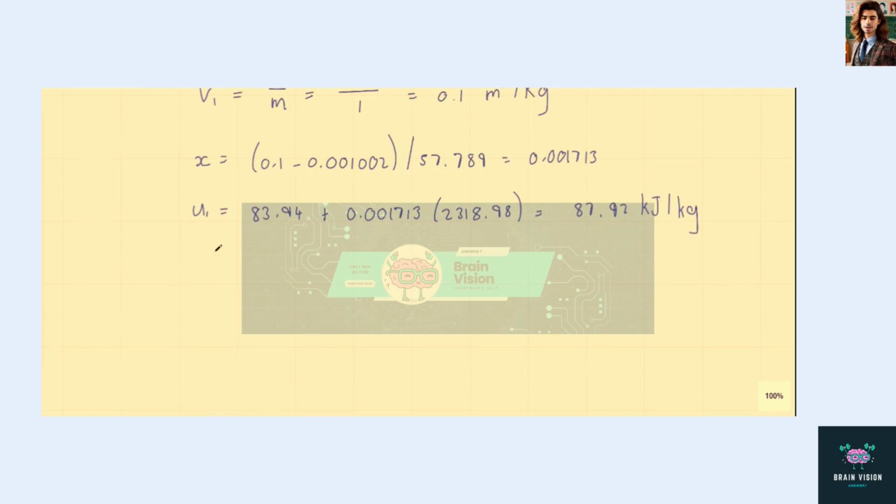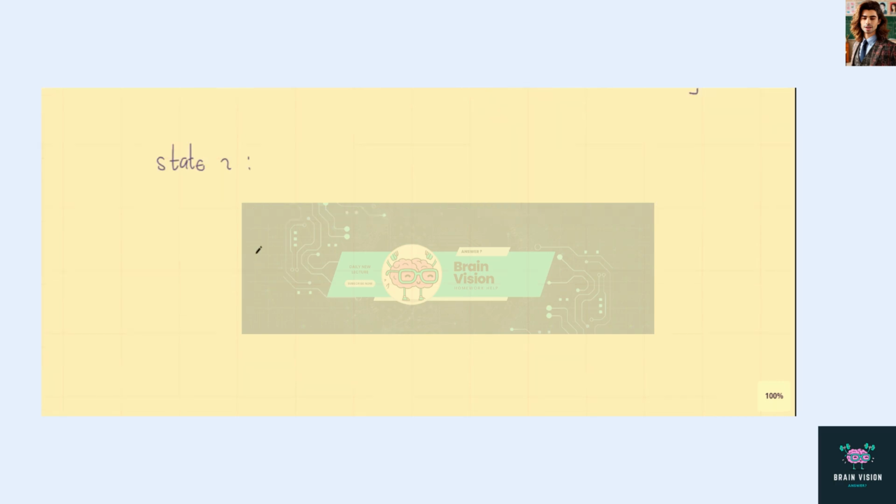So to find state 2, we can first check on state 1A, where the pressure is now 400 kilopascals and the volume remains constant at 0.1 cubic meters per kg. So since the specific volume is between the fluid and the gaseous specific volume, we have state 2 is a saturated vapor, and the saturated vapor is at 400 kilopascals.